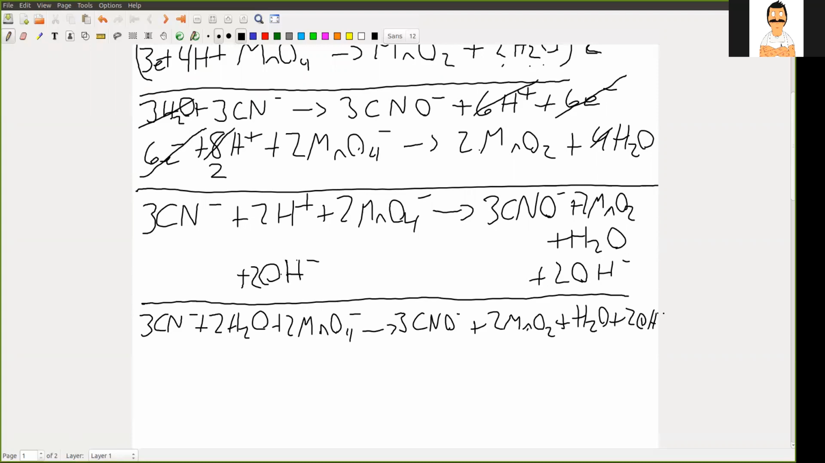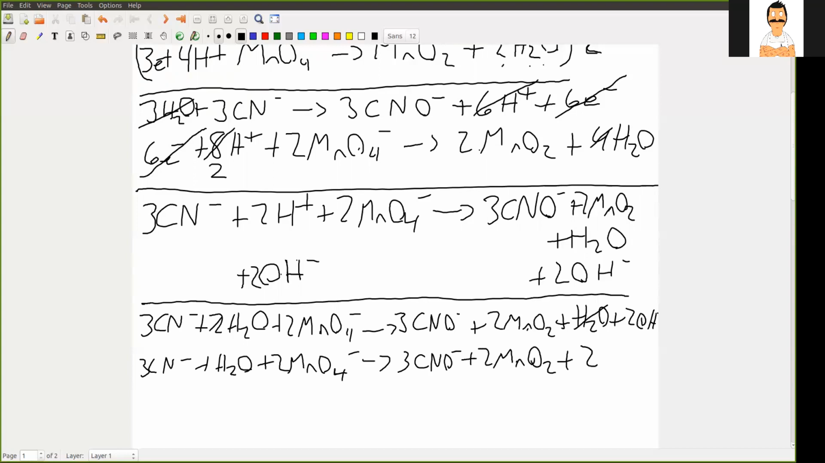We have 2 waters on the left-hand side and 1 water on the right-hand side. So we can cancel that with that. And we are left with our final balanced equation, which is 3CN minus plus H2O plus 2MnO4 minus yields 3CNO minus plus 2MnO2 plus 2OH minus. So that is our balanced reaction in base.